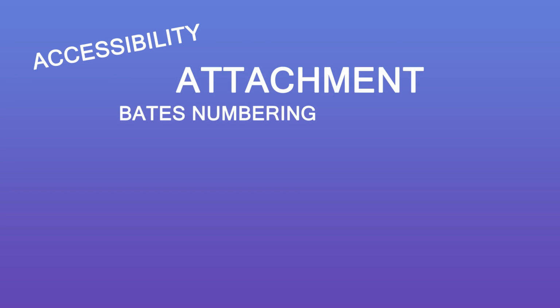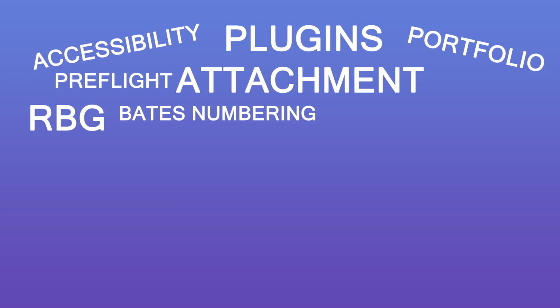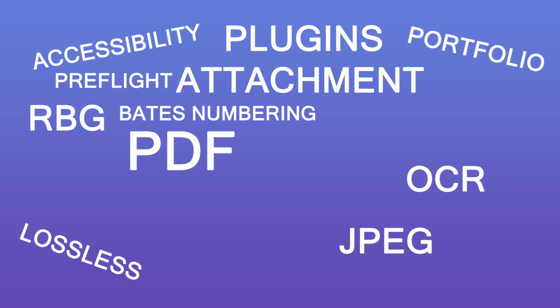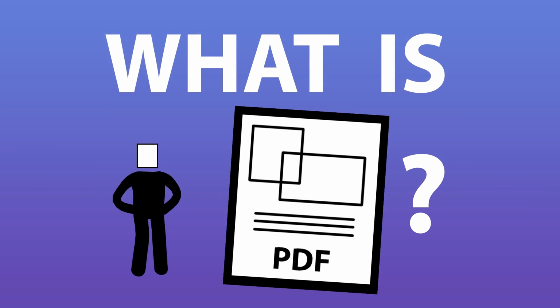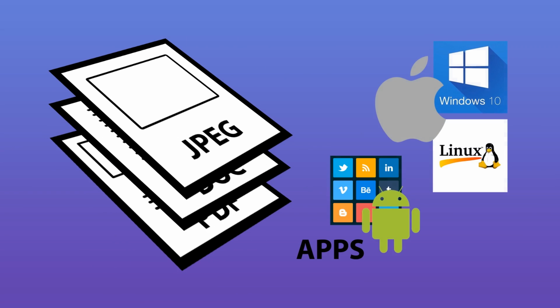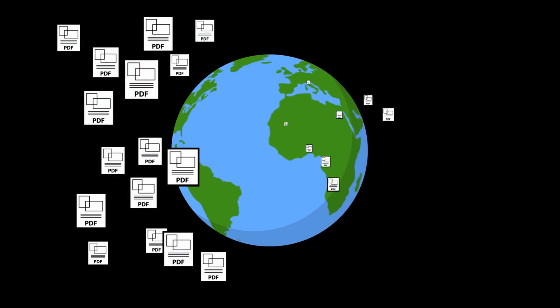And if there are any unfamiliar terms you've encountered along the way, there's no need to worry, because we're here to simplify and sum up those jargons for you. Let's begin. First of all, what is a PDF? A PDF is a file format that can be read and viewed on any platform, which is why it is the preferred document format all over the world.